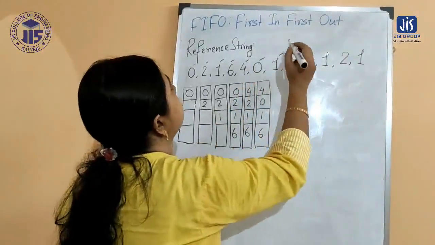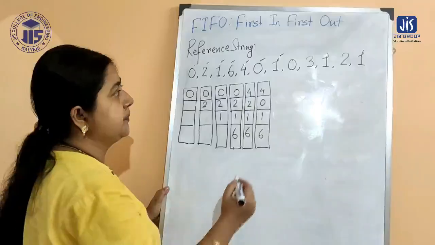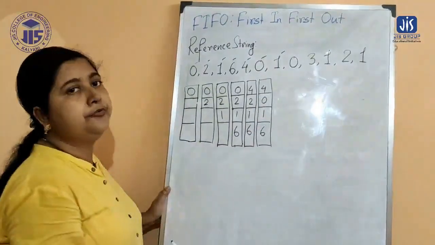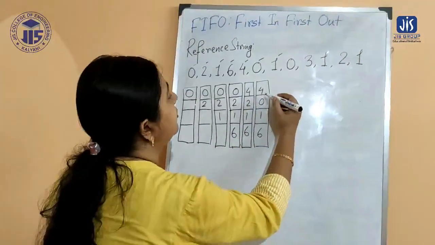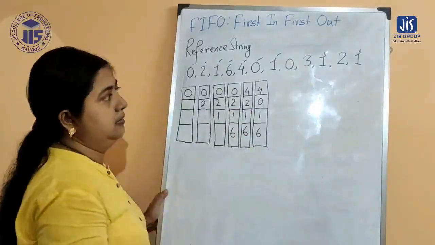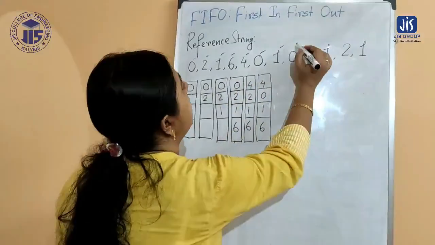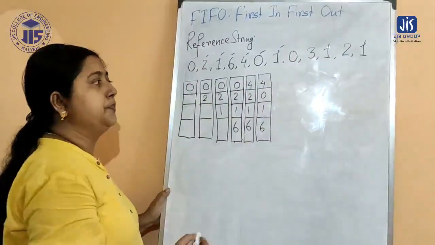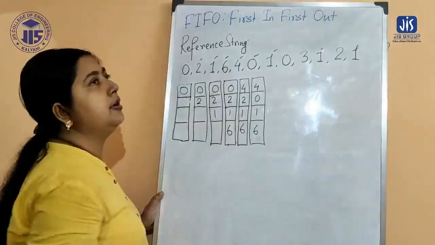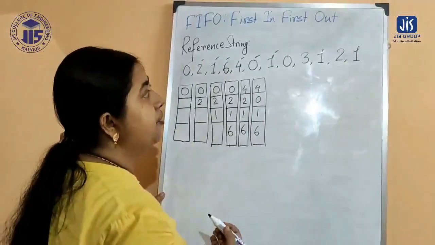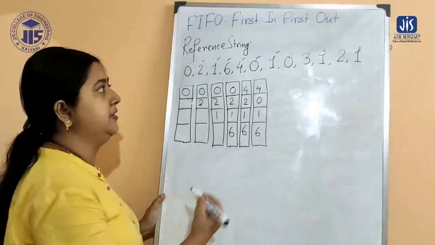Now the next reference is 1. Again we are searching for 1. So 4, 0, now 1 is there. So no page fault will be generated. Now we are searching for 0. 4, 0, 0 is already here. So again no page fault will be generated.